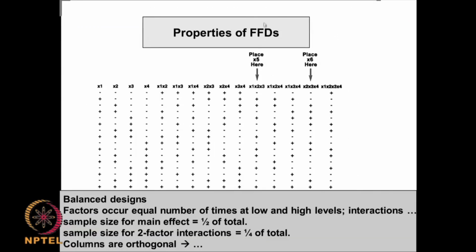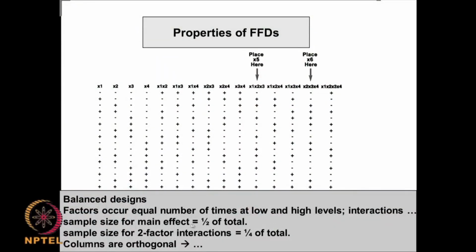Okay, the properties of fractional factorial design: just like your full factorial design, a fractional one has to be balanced and orthogonal. All the pluses in the main effect should be equal to all the minuses. All the interactions also, the pluses should be equal to minus. So factors occur an equal number of times at low and high levels. The interactions also, the same thing happens. Otherwise, if you have more pluses than minus, then it is biased. That means you would be doing more experiments at the higher level than the lower level. So it is not really a balanced design, and that is not okay.